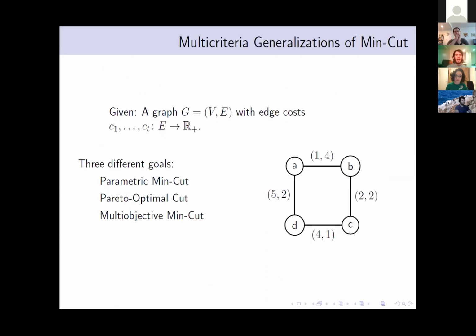Now, how do we generalize this to multiple criteria? Well, now we're given a graph, and each edge has t different positive costs associated with it, given by functions C1 through CT. And there are several different ways to measure the quality of a cut in this setting, so I'm going to define a few.